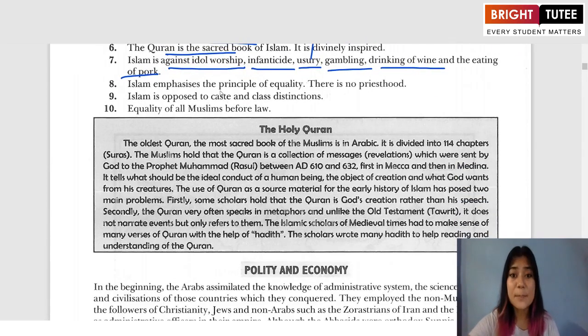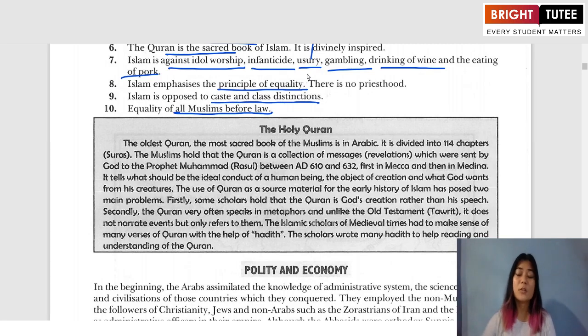Okay, and the principle of equality was to be applied by the Muslims within their community. Islam was also opposed to caste and class distinctions, so caste and class distinctions were absent. All right, and equality of all Muslims before the law. That was the final principle on the basis of which Muslims were to live together in a community. So these were the basic essential principles on the basis of which Muslims were to practice their faith and live together as a community.